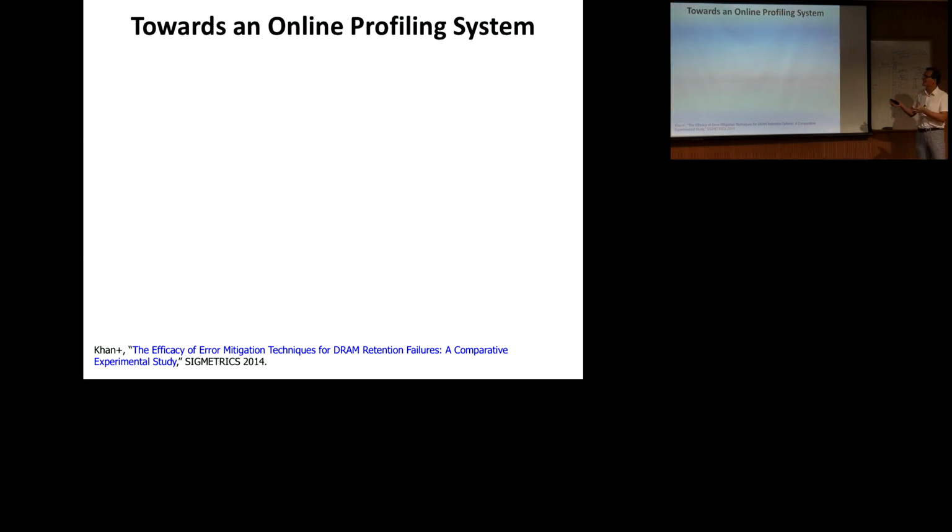But basically, the thing that I'm going to describe is online profiling. It's very difficult to have a static profile of retention time and say, oh, this is the retention time of all my cells, and it's not going to change anytime into the future. You really need to do this profiling periodically once in a while, while the system is in operation, because of issues like VRT and DPD, because the data pattern dependence. You may not really know exactly what's the worst case data pattern. And also there are other issues like aging and wear out we didn't even examine over here.